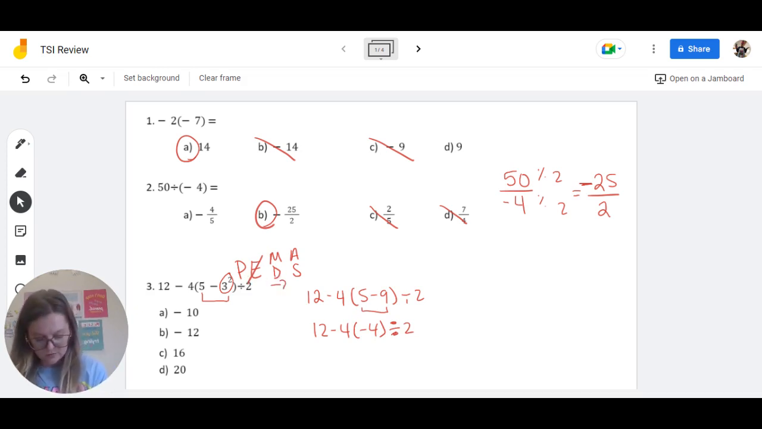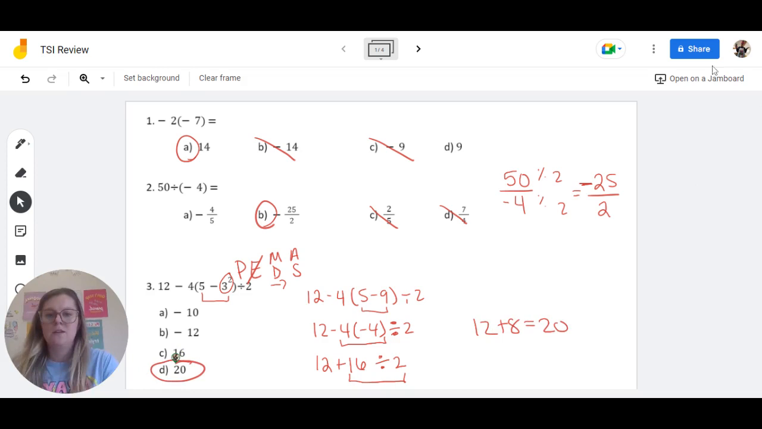So the first multiplication I see is this guy here. Negative times a negative gives me a positive, so it's going to be 12 plus, and 4 times 4 is 16. And still divided by my 2. I'm still looking from left to right for any multiplication or division, so I'm going to do this guy next. 16 divided by 2 is 8, so I get 12 plus 8, which will give me 20. So remember, when you have a bunch of numbers together, follow PEMDAS.